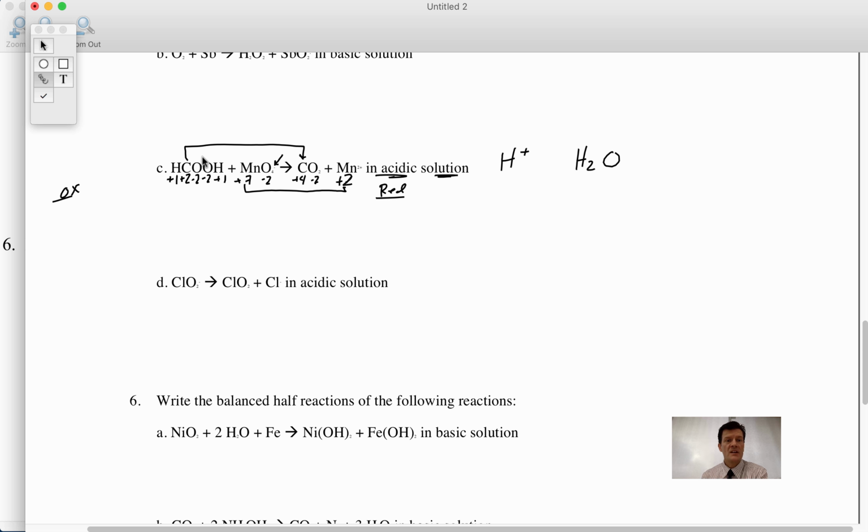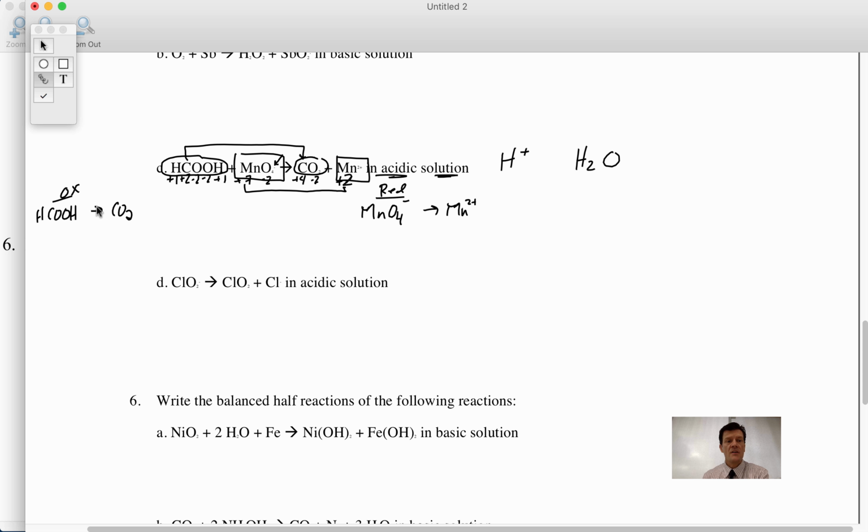Okay? I'm going to take the parts in here that have my carbon, and I'm going to take the parts that have the Mn, that's being reduced. Over here it's being oxidized, sorry. Okay? Now we're going to balance each one of them separately. We're going to balance the elements separately, and then we're going to balance the charges.